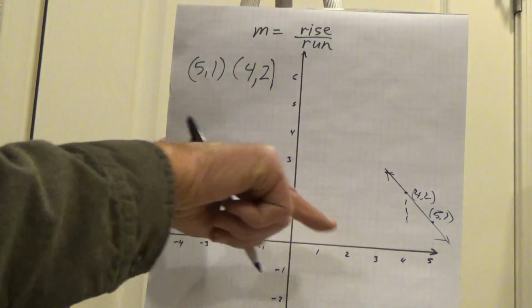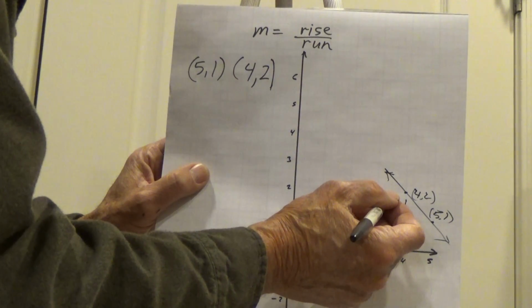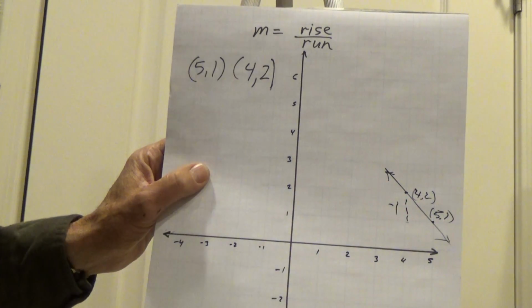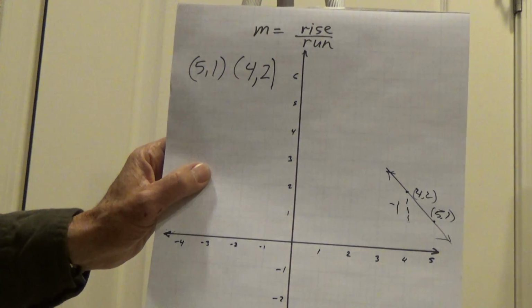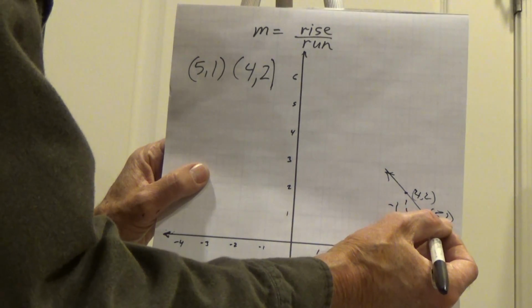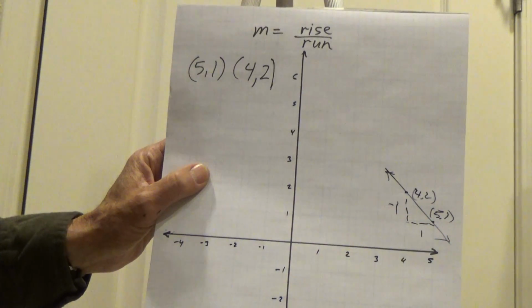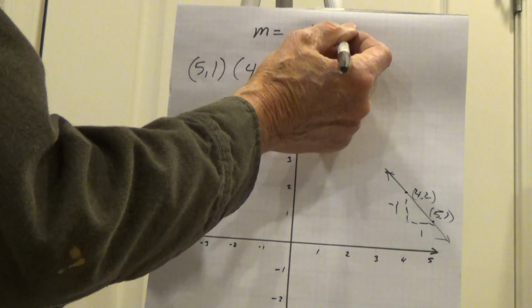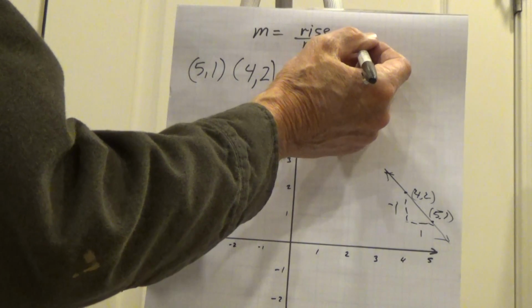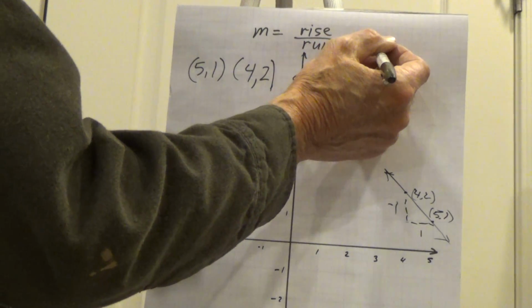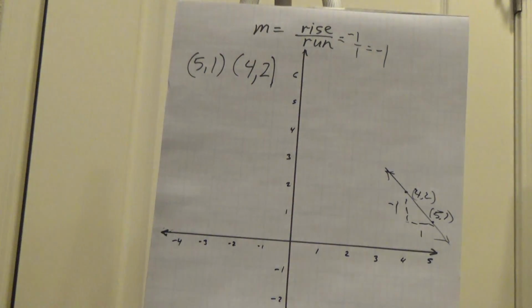So here, if we're going from here to here, the rise is actually negative. It goes down 1. The rise is a negative 1. And we go over 1. So we have rise over run, in this case negative 1 over positive 1 equals negative 1. The slope is negative 1. Okay, that's just looking at the graph.